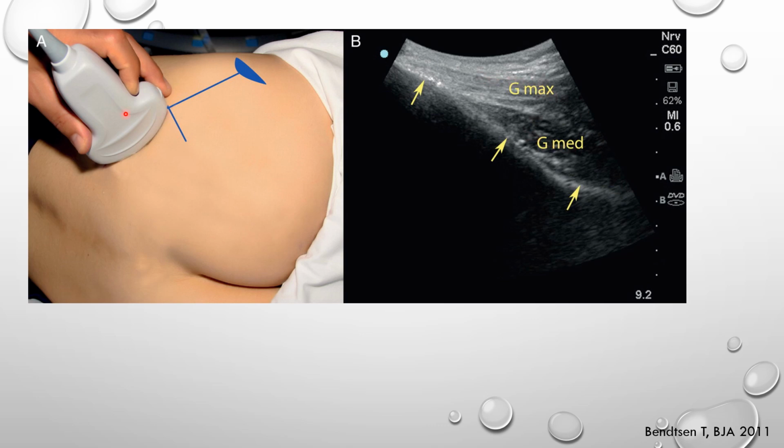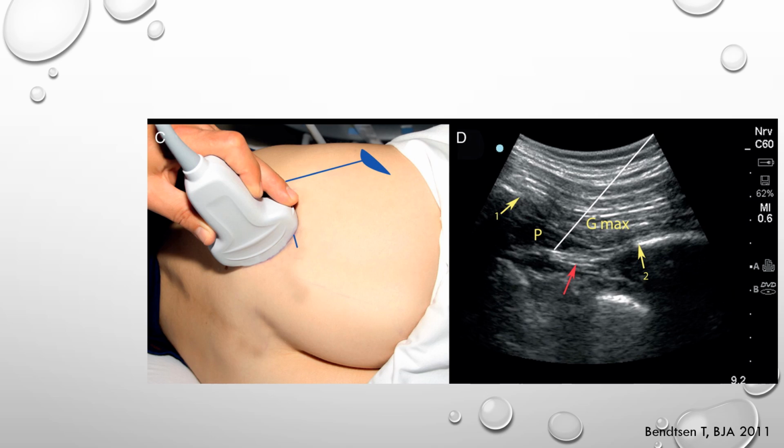As the probe is moved inferiorly parallel to the lateral edge of the sacrum, the iliac bone shows a defect or an opening, which is the greater sciatic notch. The posterior border of the ischium is seen over here, and medial to it lies the sacral plexus.